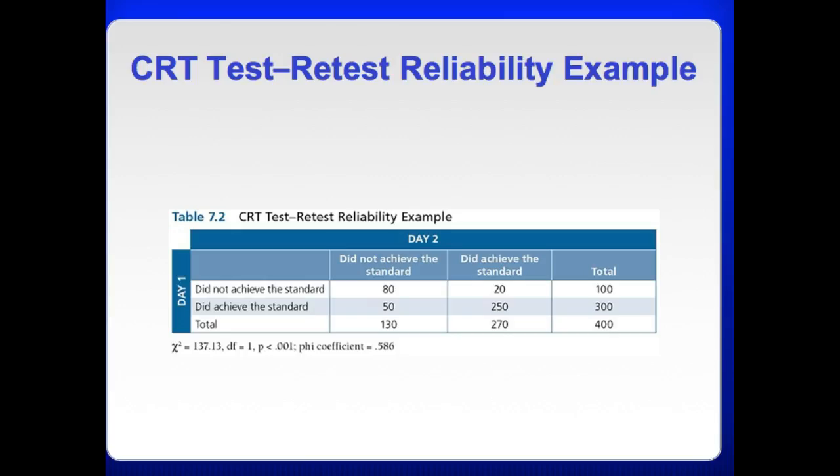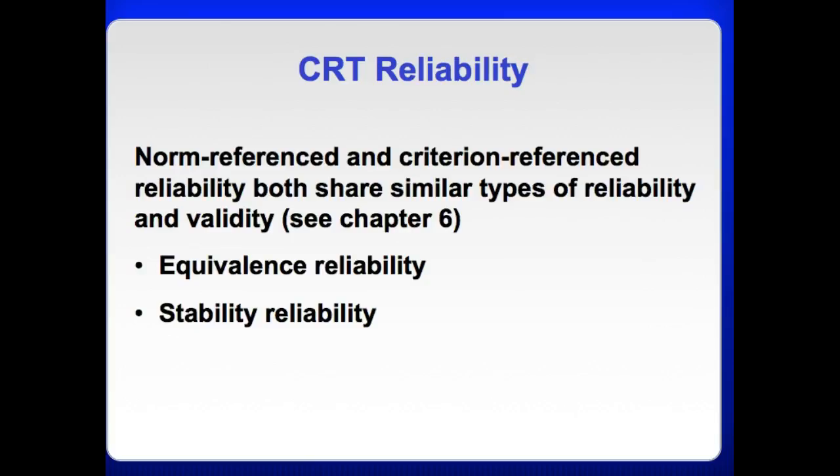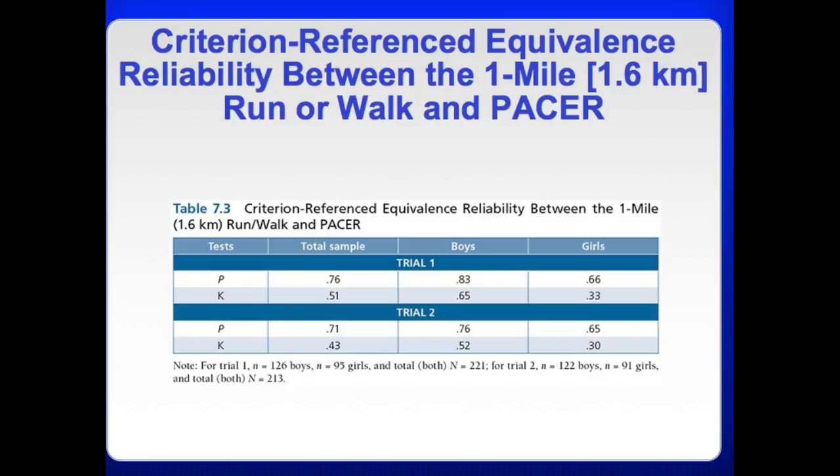Here is a test reliability example. Norm reference and criterion reference both share similar types of reliability and validity: equivalence reliability and stability reliability. And here's criterion reference equivalence reliability between the 1 mile run or walk and the PACER. It's between boys and girls, 2 trials.